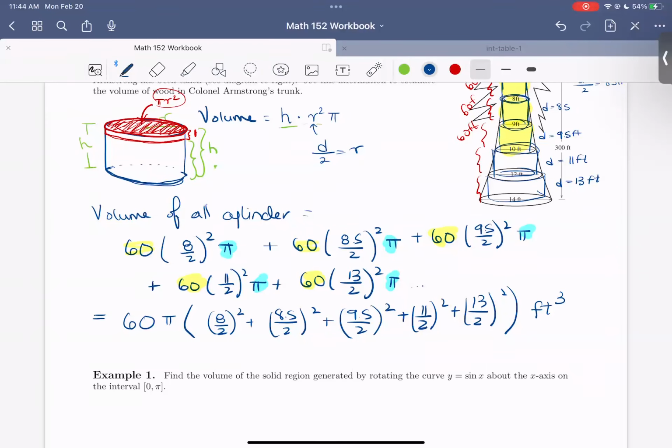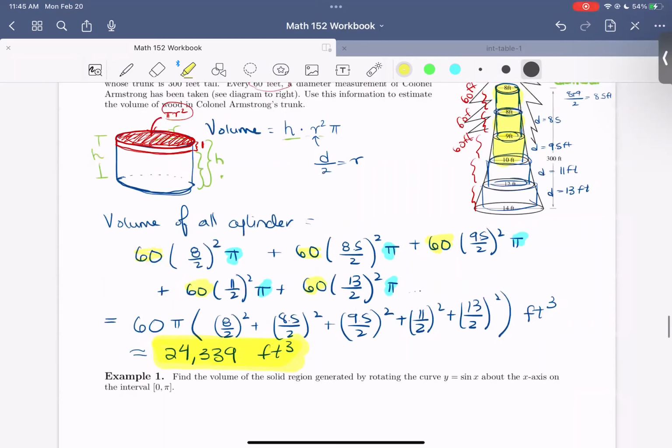And if we put this all in our calculator, we get something like 24,339 feet cubed. So here is an estimate for the amount of wood in that trunk. You might have gotten a different answer using a different method, and that is completely okay.